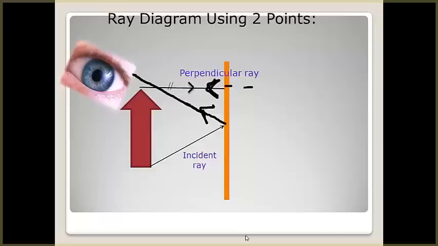Those reflected rays get traced backwards behind the mirror. I'm drawing them as dotted lines because light doesn't actually travel behind the mirror. Okay, what this gives me is my image location. So those two rays trace back to actually form my image.